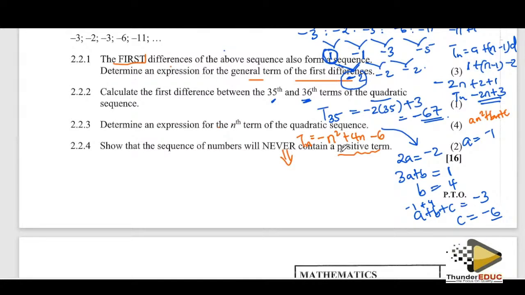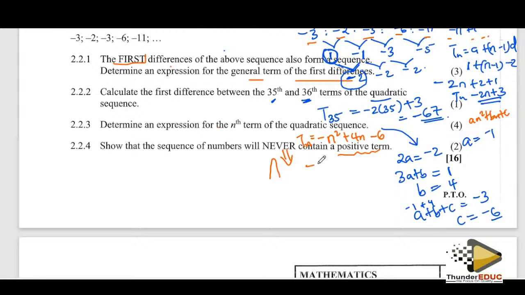So that the sequence will never contain a positive term. Okay, so with the positive term, we're seeing that these negatives are basically decreasing. They keep on decreasing and decreasing and decreasing. So if I try to get, let's say, the turning point, because we know this is a parabola that is moving that kind of shape, then we try to get the turning point.